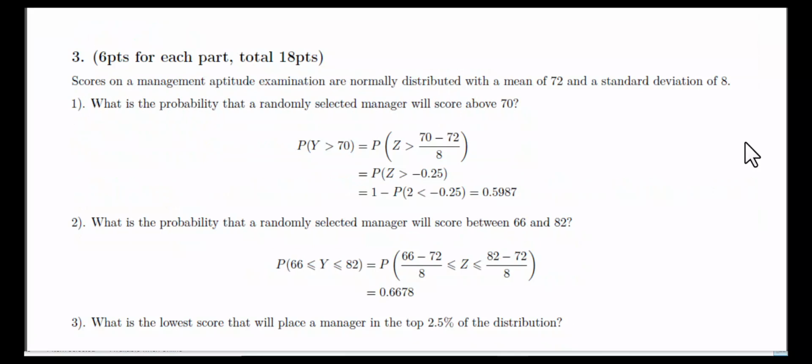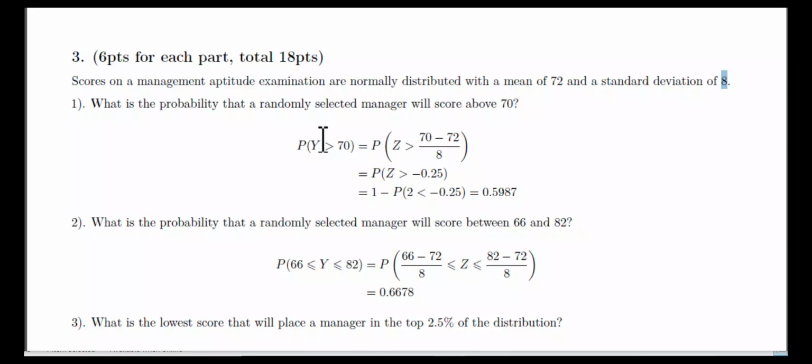Now let's go to question number 3. Question number 3 is about the normal distribution. Let y denote the score on a management aptitude examination. This y has a normal distribution with mean 72, standard deviation of 8. For part 1, what is the probability a randomly selected manager will score above 70?